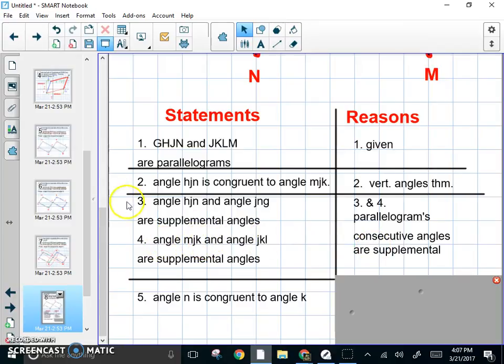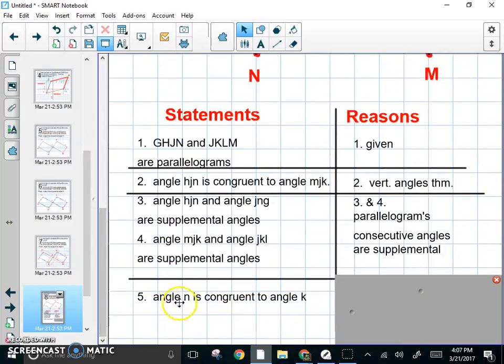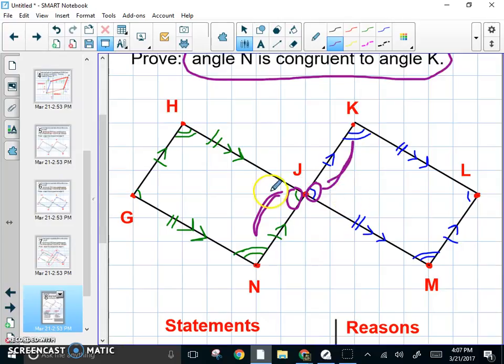And also angle MJK and JKL, which are the other versions on the other parallelogram, also have to be stated that they are consecutive angles and thus are supplementary. Now, we can state the obvious because now we do have enough to solve this. We can prove that N and K are congruent, because if this is congruent to this by vertical angles, and these two angles add up to 180 degrees, if I know that these are the same, then I know that 180 minus this is going to be this angle, and 180 degrees minus the same thing over here is going to make this the same. Then we know that N and K are congruent.